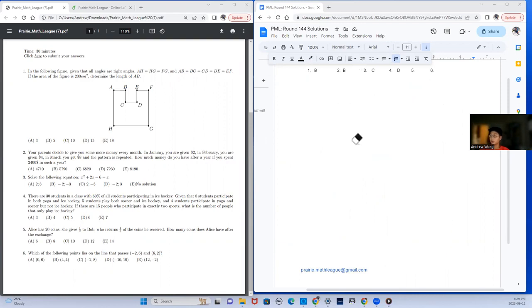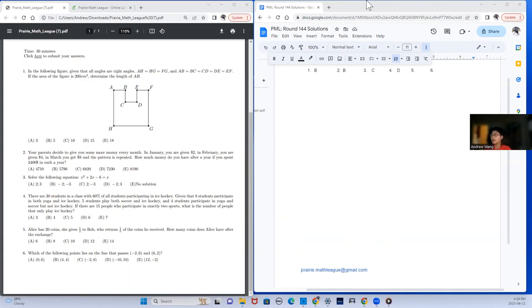All right. So question number 5. Alice has 20 coins. She gives half to Bob, who returns a fifth of the coins he received. How many coins does Alice have after the exchange? So it's a pretty simple question.